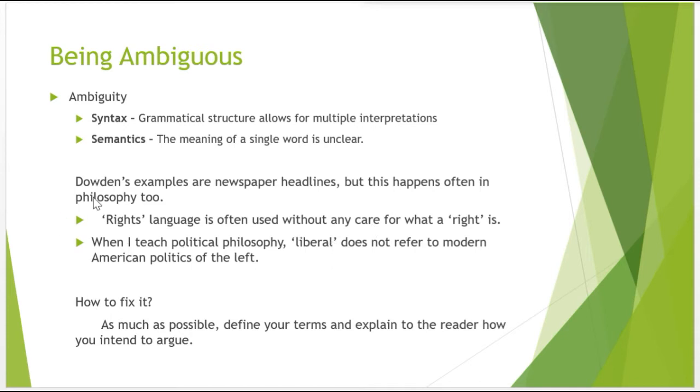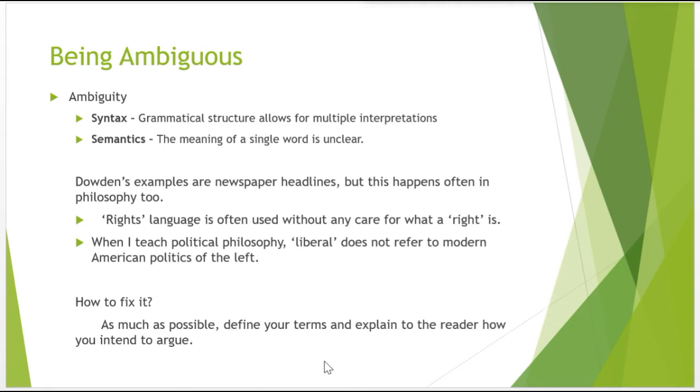All right, so how do you fix this? The idea is, as much as possible, define your terms and explain to the reader how you intend to argue. So back in lecture A, I spent a slide on each of our authors that we read, Singer, Van Parijs, and Miller. I spent a slide discussing the opening because I wanted you to see and pay attention to how the authors create the context for their argument. And doing that helps limit the amount of ambiguity.